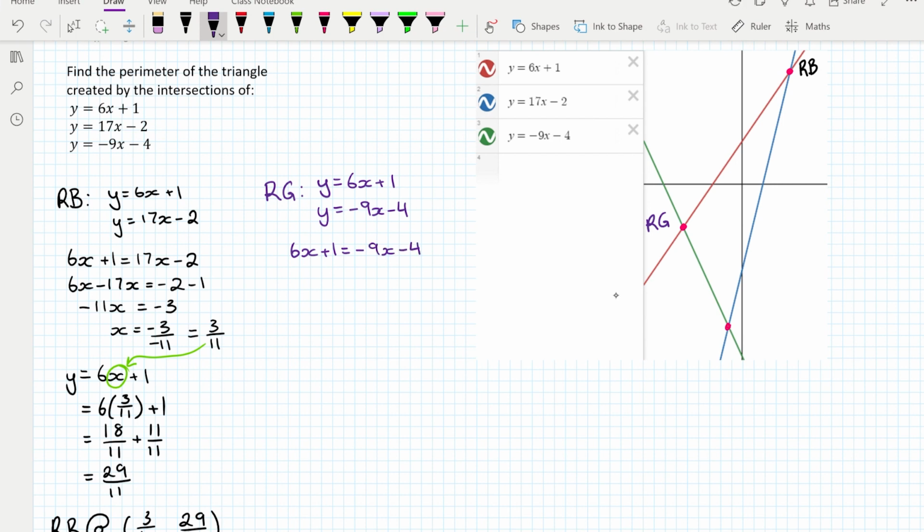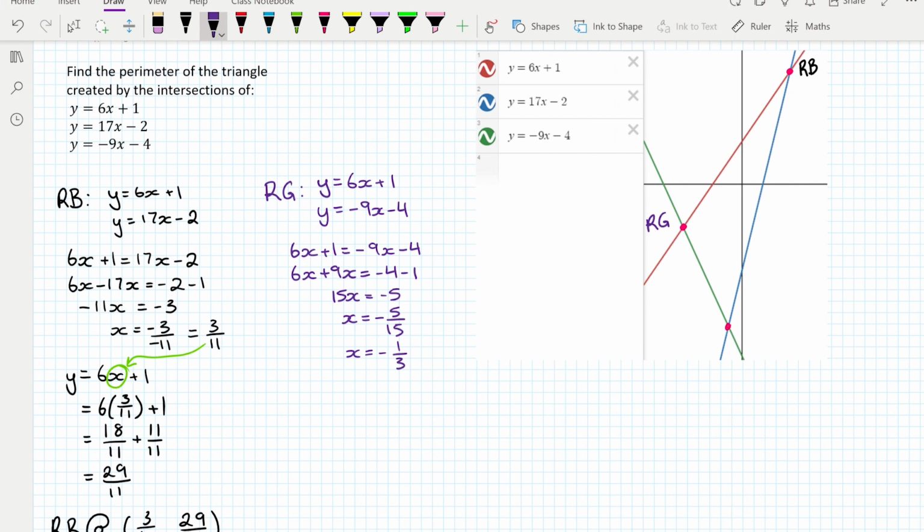I'm going to add 9x to both sides. That's going to give me 6x plus 9x, and subtracting 1 from both sides is negative 4 take 1. 6x plus 9x becomes 15x, so I'm adding the 6 and 9. And negative 4 take 1 is negative 5. Then we're going to divide both sides by 15 to get us x equals negative 5 over 15, which will simplify to negative 1 over 3. So dividing both the top and the bottom by 3.